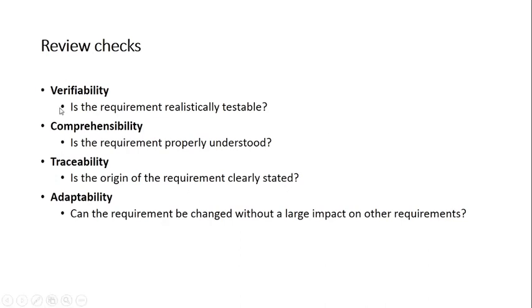Then review check. Now what we check in the reviews, we are supposed to carry out the review on a regular basis. So we check for verifiability. Is the requirement realistically testable, right? Comprehensibility. Is the requirement properly understood? Traceability. Is the origin of the requirement clearly stated? And adaptability. Can the requirement be changed without a large impact on other requirements? So these are to be taken care of. This is what we check during the review. That means it must be verifiable, comprehensive, traceable and adaptive in nature.